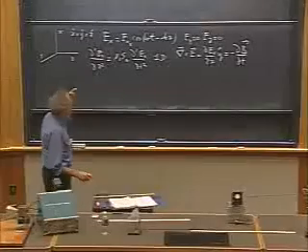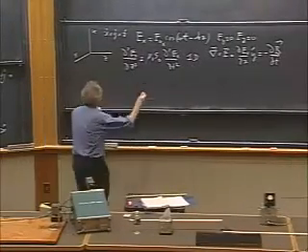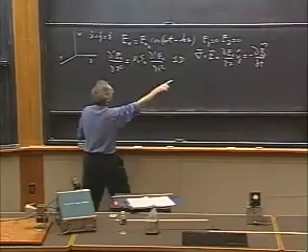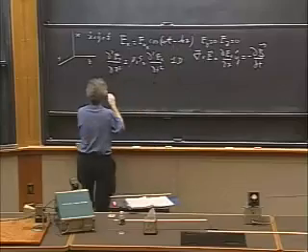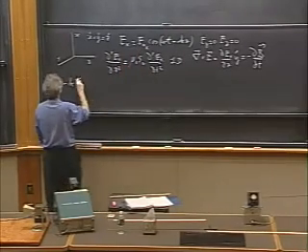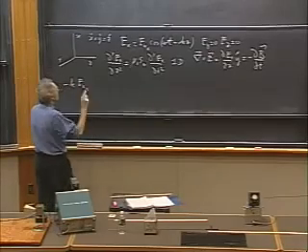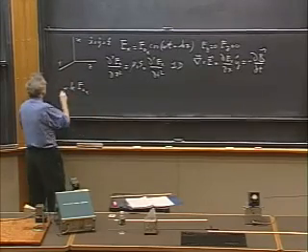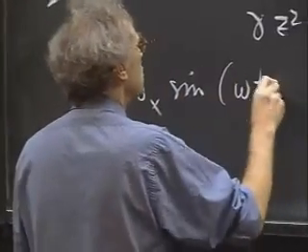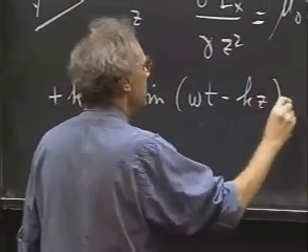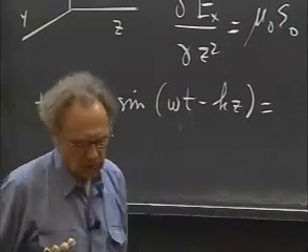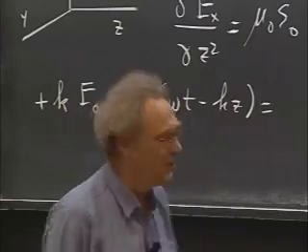If we take the Ex, and we take the derivative against z, we get a minus k, then you get the E0x, and then the cosine becomes minus sine, so this becomes a plus, times the sine of omega t minus kz. And that now equals minus dB dt.